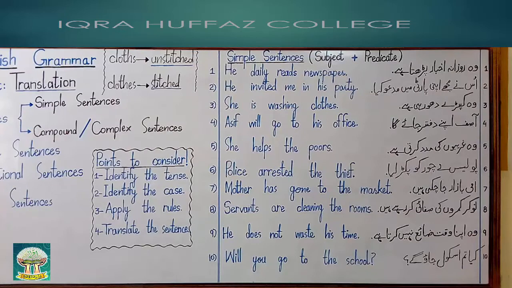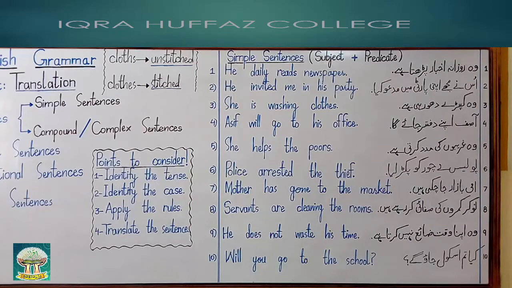Future simple affirmative. आसिफ अपने दफ्तर जाएगा. Future simple affirmative. Now you need to apply the rules of this tense. We use will or shall as helping verb. With Asif we will use will. Asif will, and we use present form of verb. Asif will go to his office. Asif अपने दफ्तर जाएगा. Asif will go to his office.